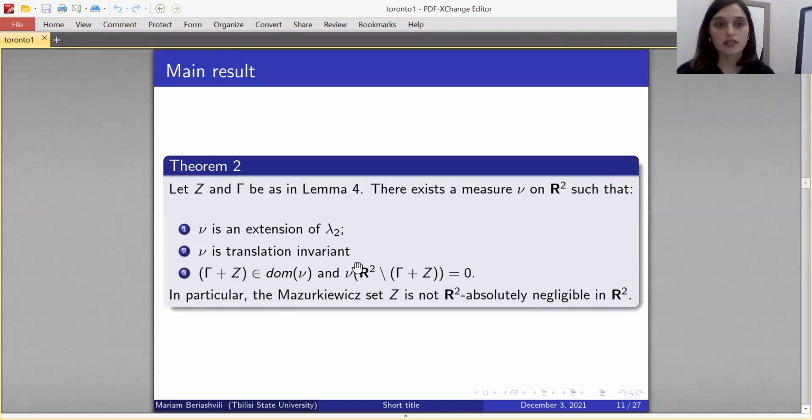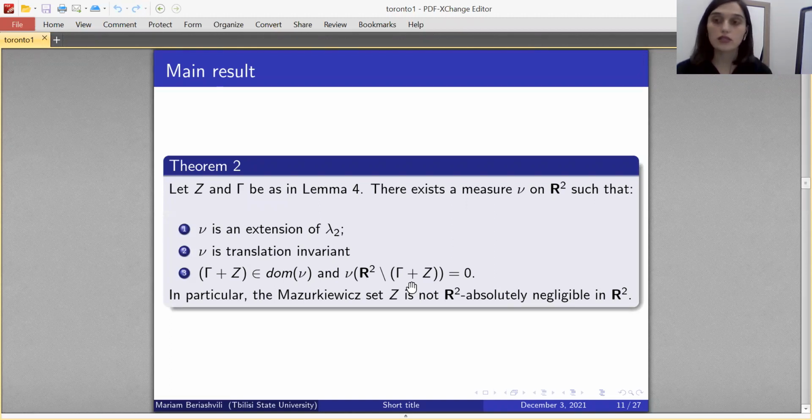And the main result: let zeta and gamma be as in the previous lemma. Then there exists a measure nu in the plane such that nu is an extension of Lebesgue measure, nu is translation invariant, and gamma plus Z is in the domain of nu, and R square minus gamma plus Z will be a null set in the plane. This theorem tells us that there exists such a Mazurkiewicz set which is not absolutely negligible.